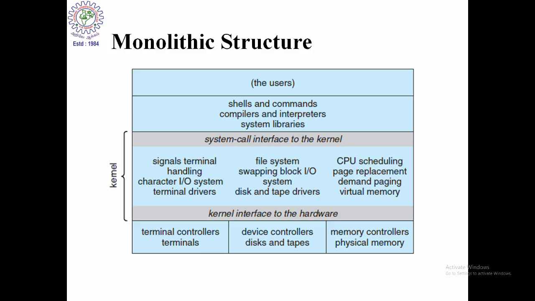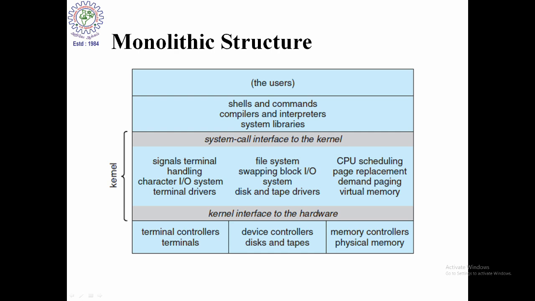To make a small change, if we have to add some functionality or remove some functionality, we need to make changes throughout the entire kernel, because this base represents the hardware, and above the hardware is the kernel, and the compilers, that is, application level programs, are present here, with which the user interacts. So if we want to make a small change in the functionality, this entire monolithic structure has to be disturbed, and then we make that change. This type of monolithic structure exists in the Unix operating system.